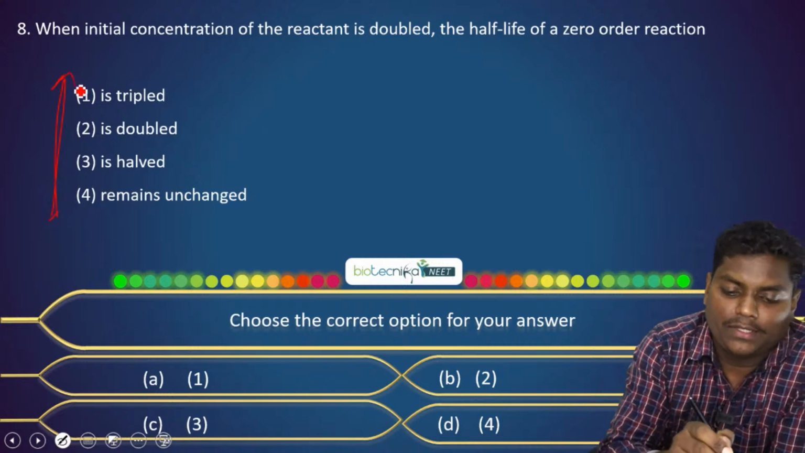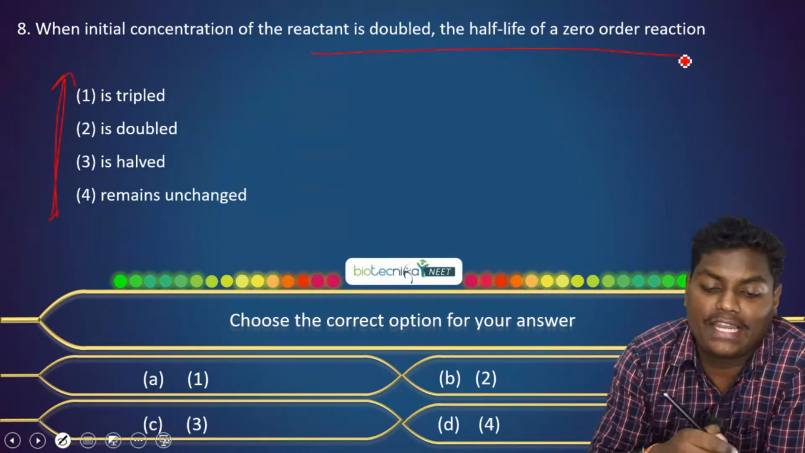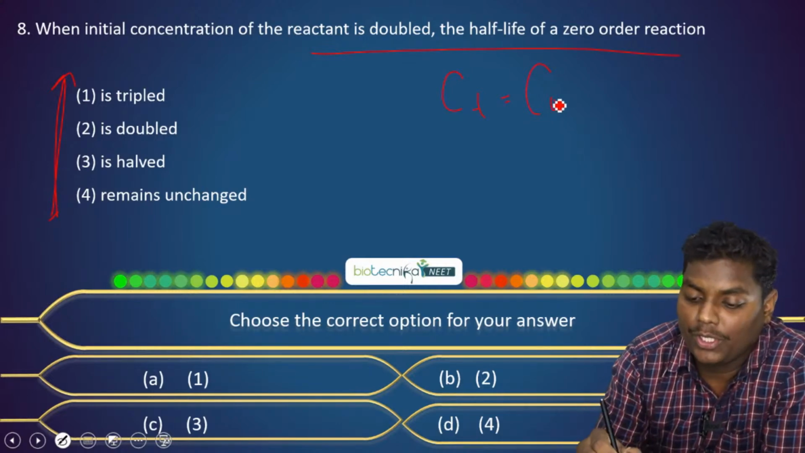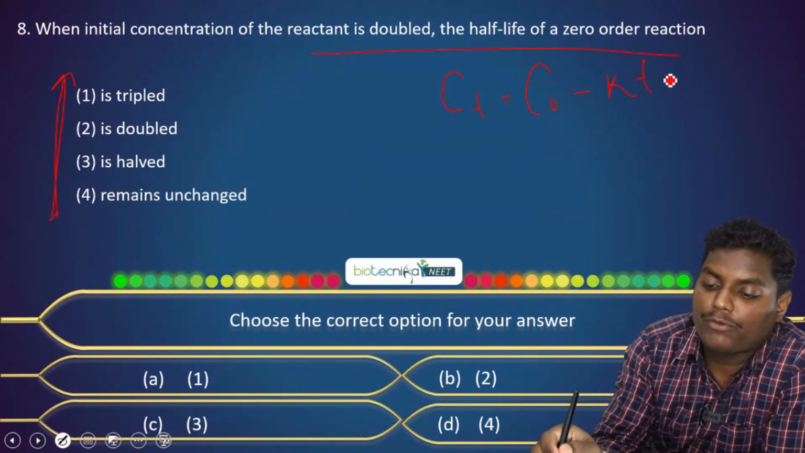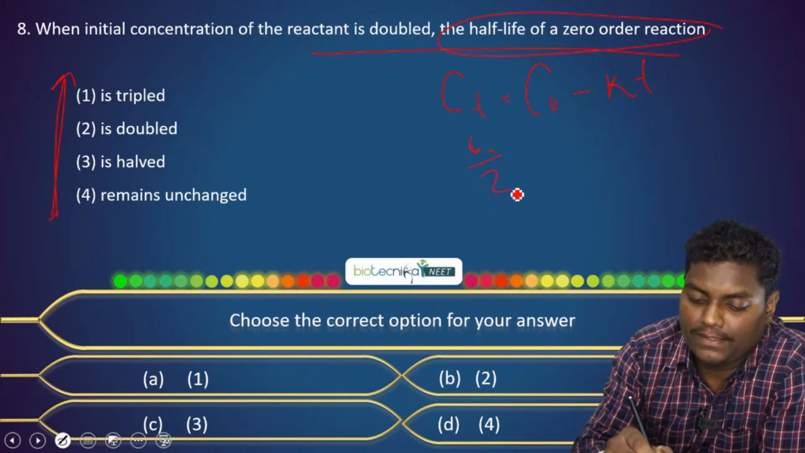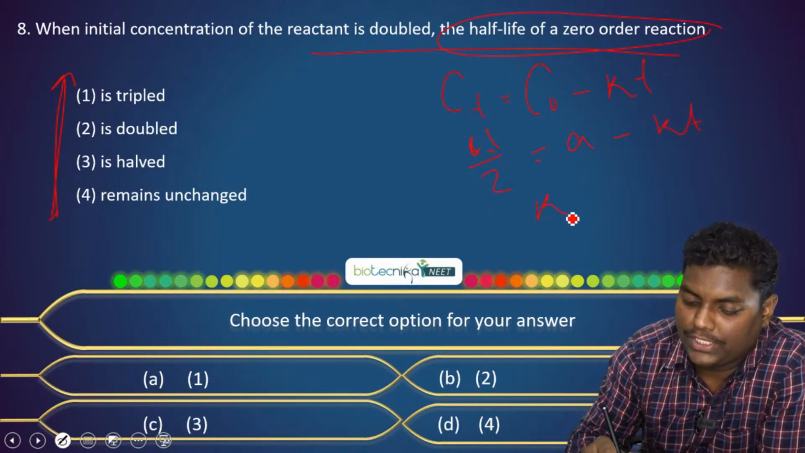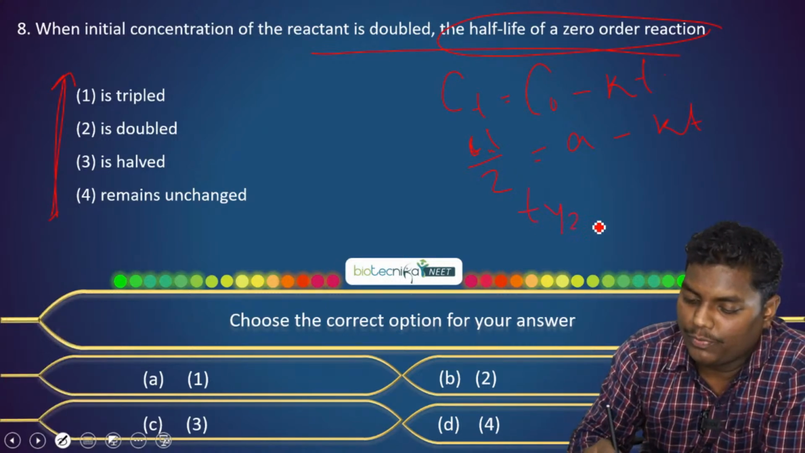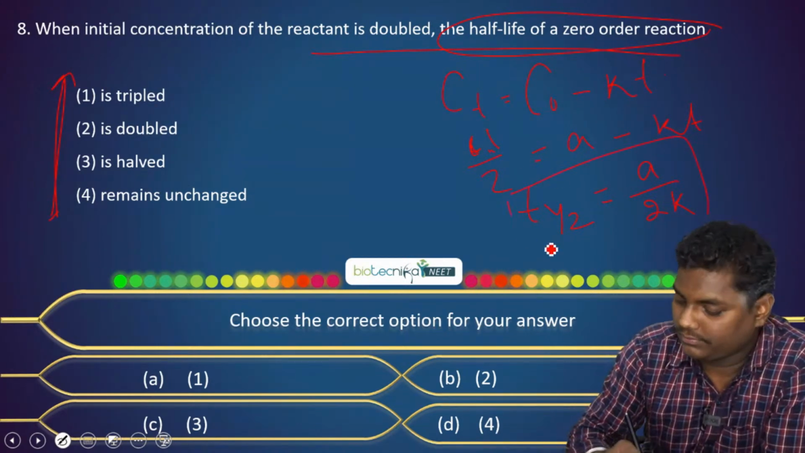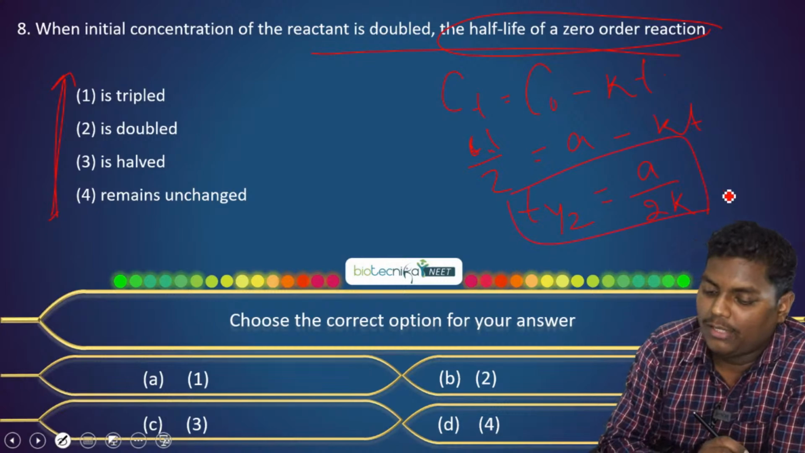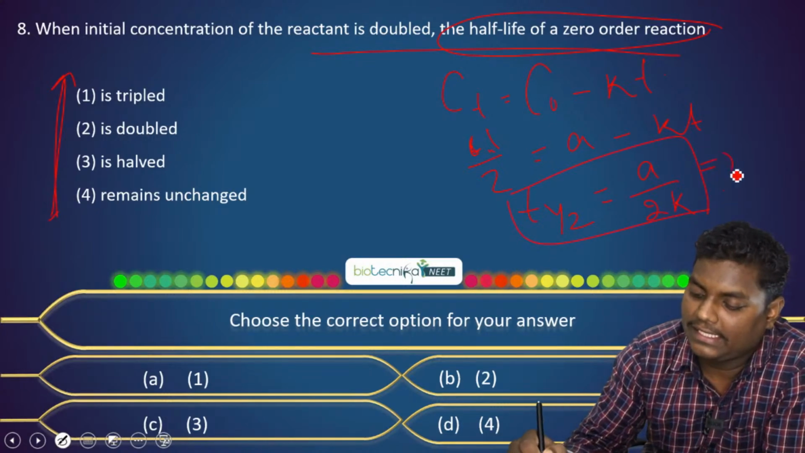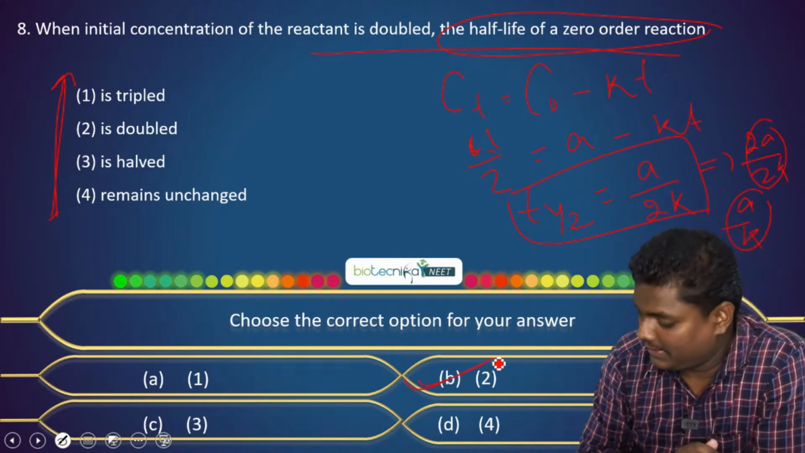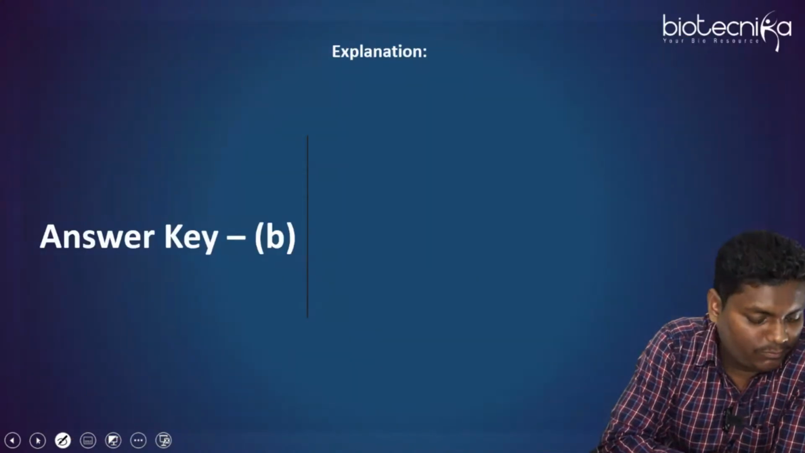Okay, so let's understand this. We have a zero order reaction. For a zero order reaction, the concentration at time t, Ct, will be equal to the concentration at time 0 minus rate constant into time. Since we have to calculate the half-life, it will be A by 2 equals A minus Kt. So for a zero order reaction, the half-life is A by 2K. This is important. Correct. So when the reactant is doubled, it will be 2A by 2K, so it is getting doubled. Correct option is option B. Great, Deartech and Matthew. Moving to the next question.